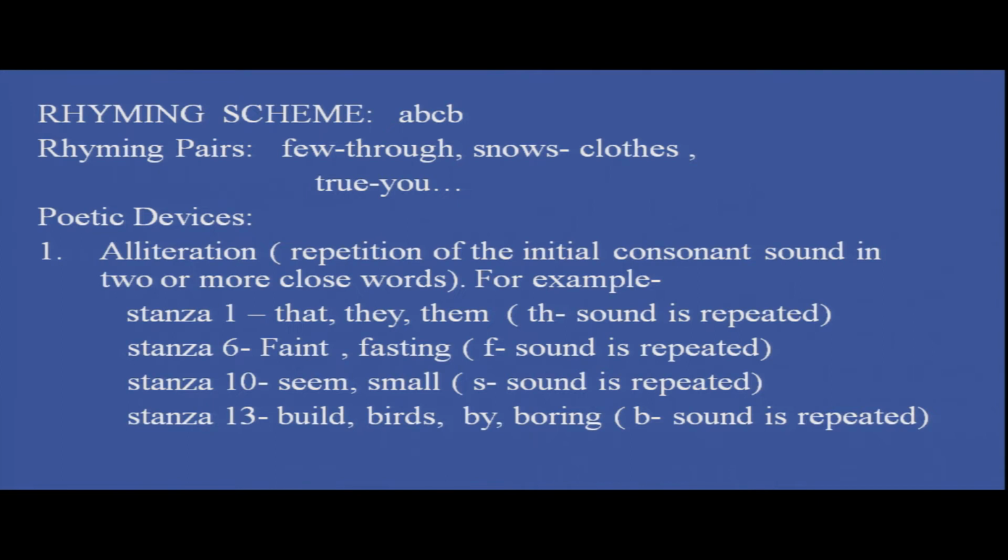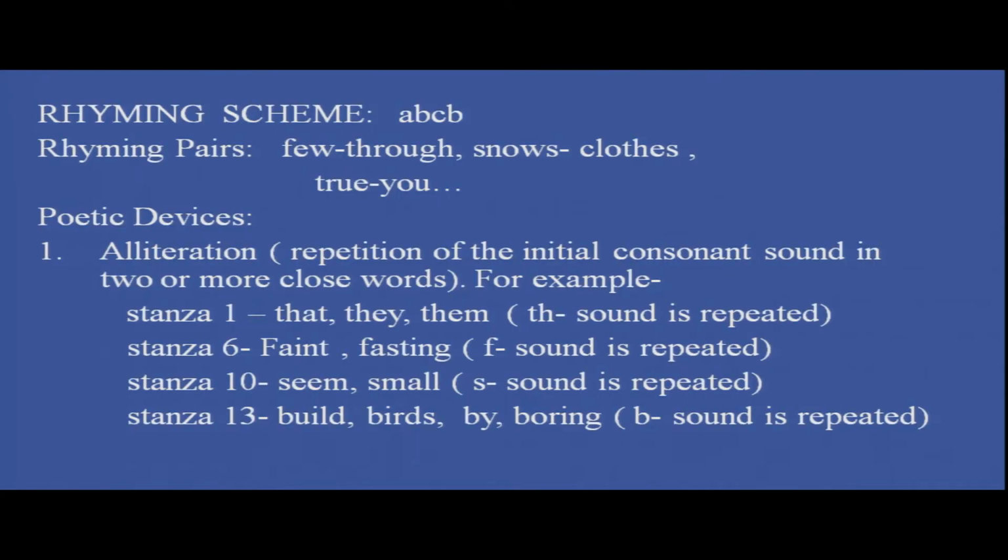Similarly, in stanza 6, you will find faint, fasting. So the sound F is repeated, right? Then in stanza 10, you have seem, small. So the initial sound is S and it is again repeated. And in stanza 13, you have build, birds, buy, boring. So in all these examples you'll find the B sound is repeated. I have just given you some examples. I would like you to work out on this, as it is very simple.